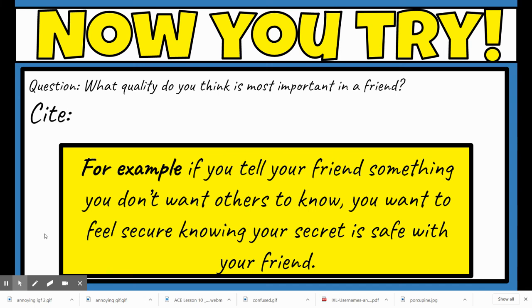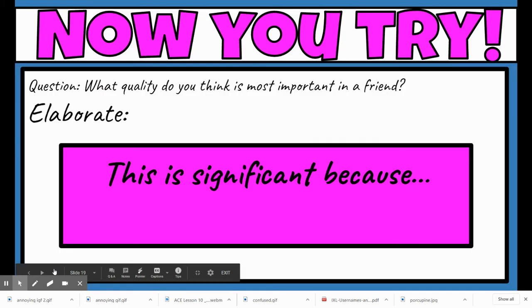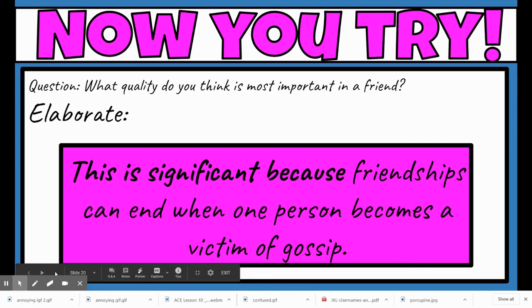Notice how my evidence correlates, or goes perfectly, with the idea of trustworthiness. But I'm still not done. I have to elaborate my thinking. I need to think, how does my evidence prove that trustworthiness is an important quality? I'm going to use the sentence starter, this is significant because. I want you to do the same now. Great. I wrote, this is significant because friendships can end when one person becomes a victim of gossip.